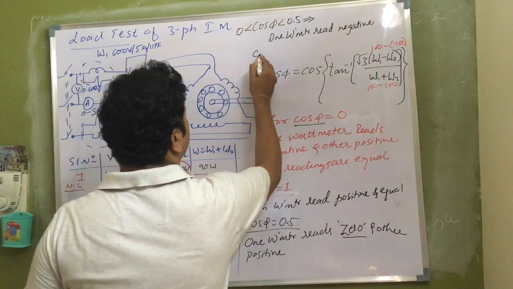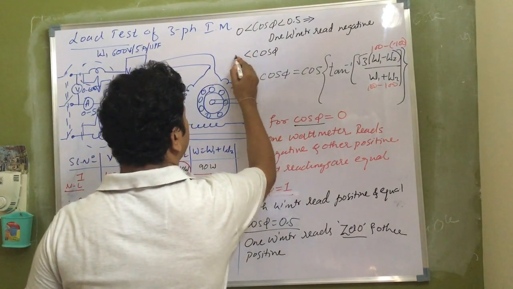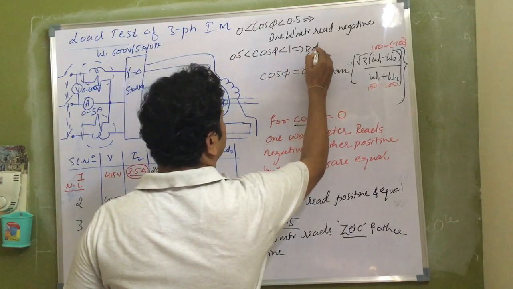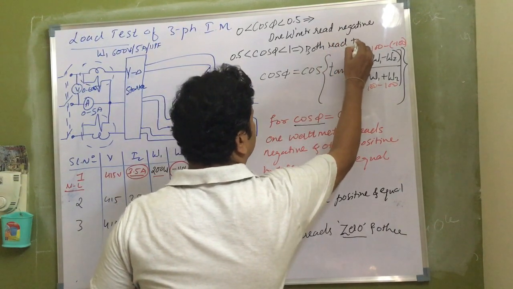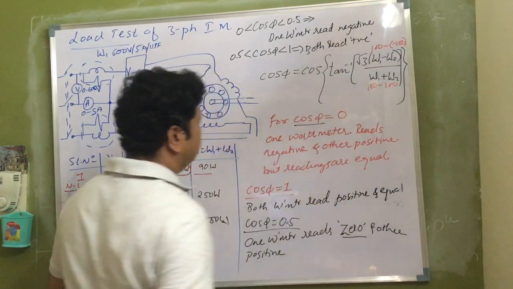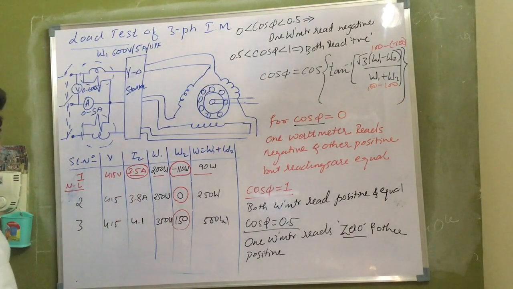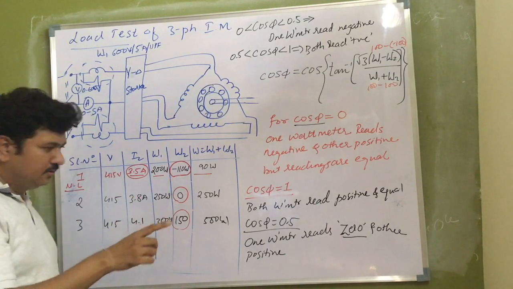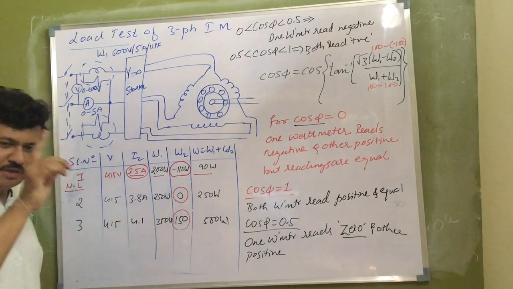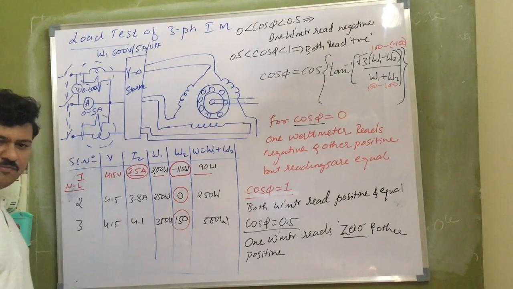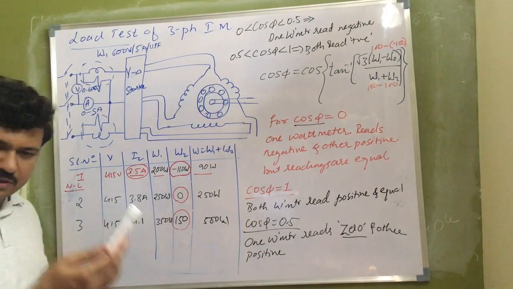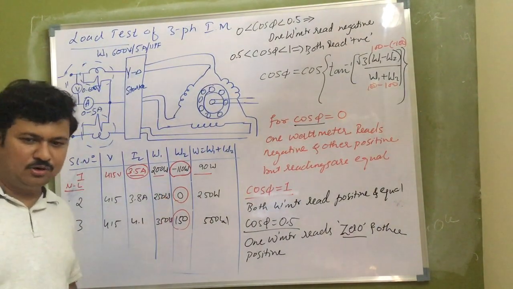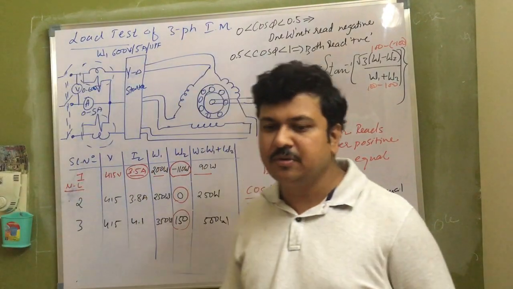Now what is the condition when power factor is greater than 0.5 and less than 1? Both read positive. That is what happens after 0. So here the power factor is less than 0.5. In the second reading it is exactly 0.5. After the second reading, from the third reading onwards, it will be greater than 0.5. If you want, you can calculate. Not with these readings, though, because these are very arbitrary readings.